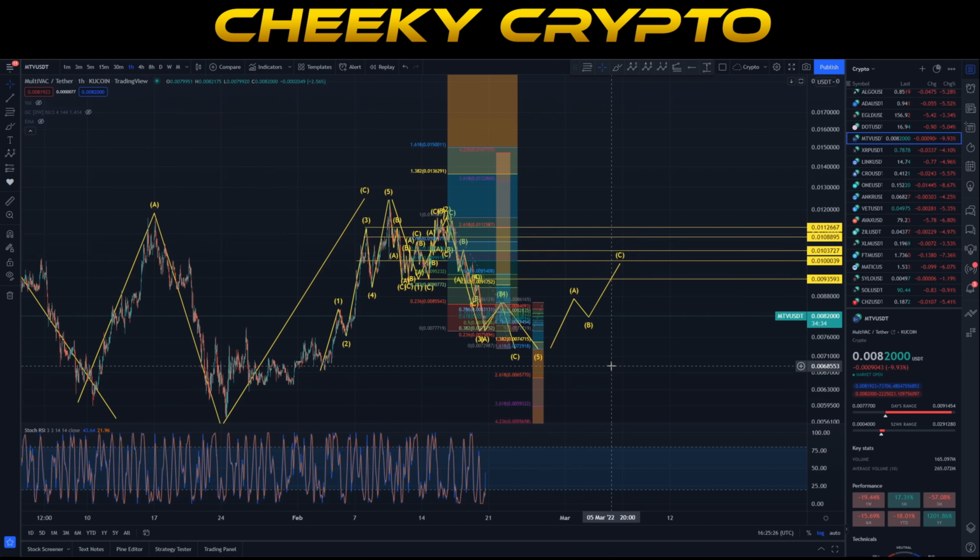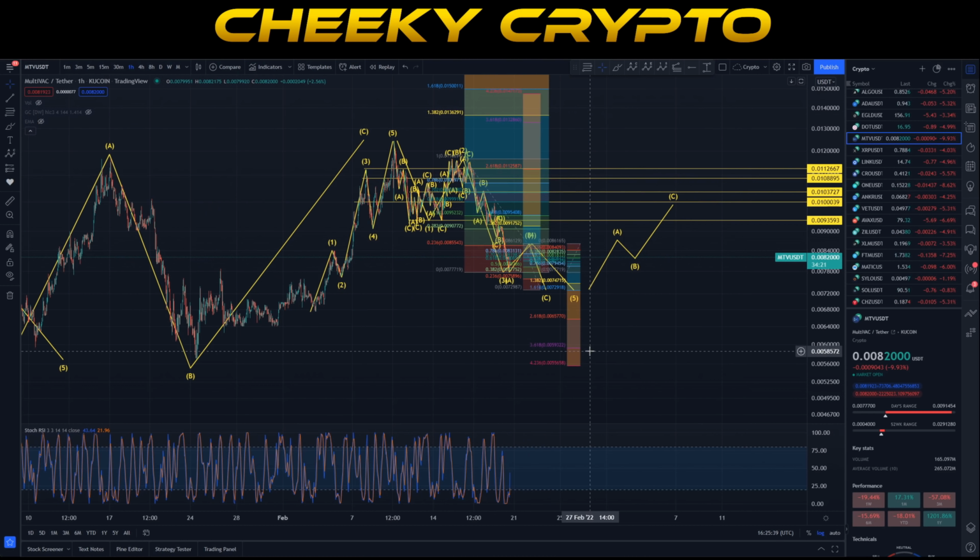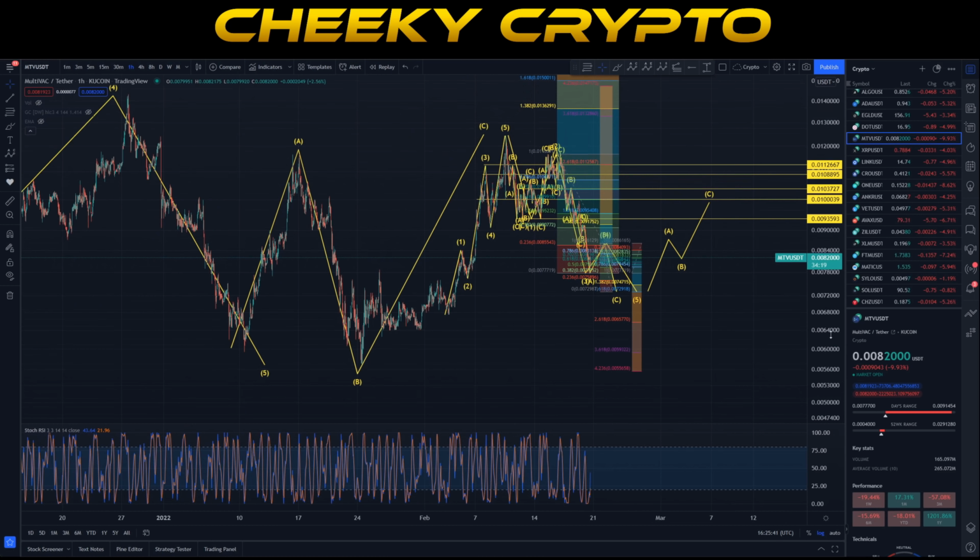Now, what we really wanted to do was keep this into a 3 wave instead of 5 waves. We didn't want this to go into 5 waves down. However, it obviously has followed Bitcoin, and Bitcoin's had those 5 waves down as well. Overall, though, we are in a pretty good position.